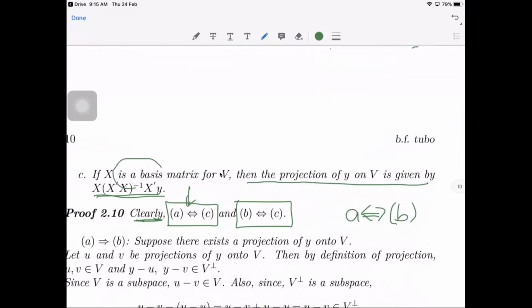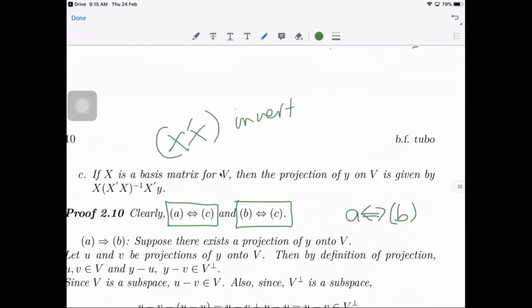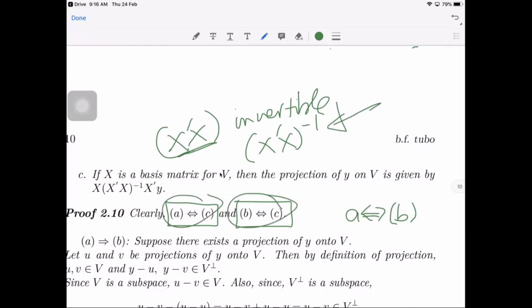So this is a basis matrix. This is unique. Why is this unique? Because we have shown that X prime X is invertible, and then it has an inverse. This inverse is unique. So this projection will also be unique. So this is a clear statement.